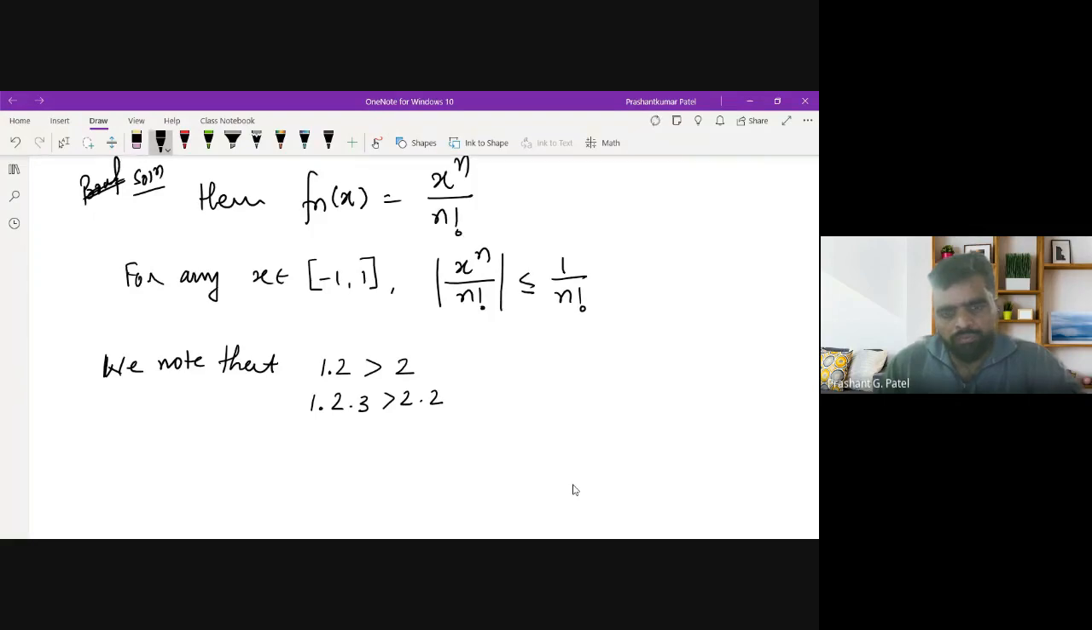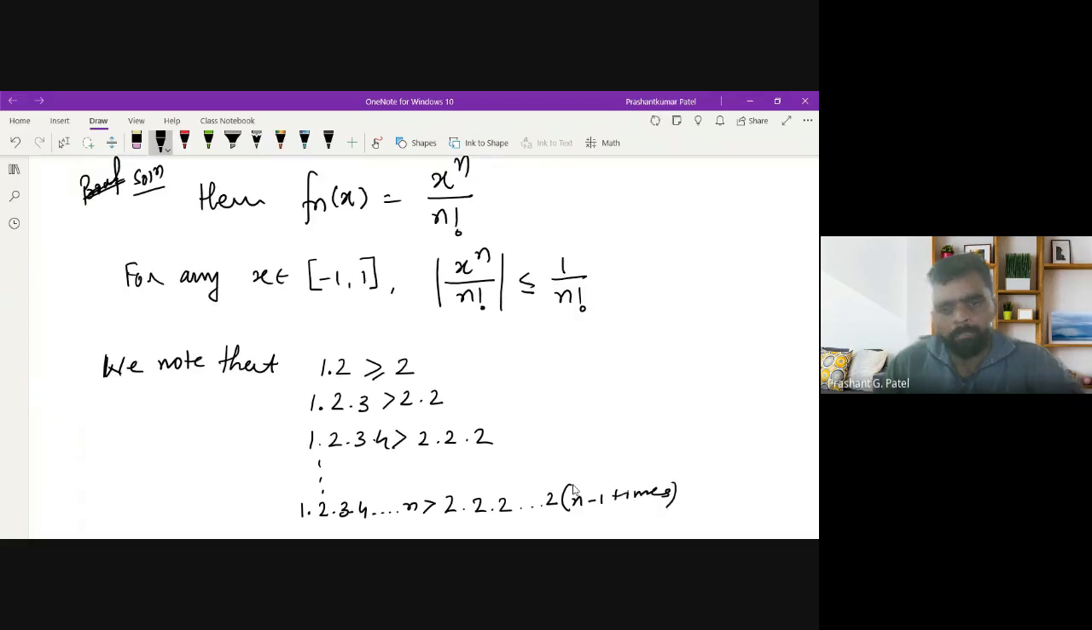1 into 2 into 3 into 4 will be greater than 2 into 2 into 2. And if you go further in the same manner, I can say 1 into 2 into 3 into 4 up to n is greater than or equal to, afterwards all of them are greater than, 2 into 2 into 2 up to n minus 1 times.